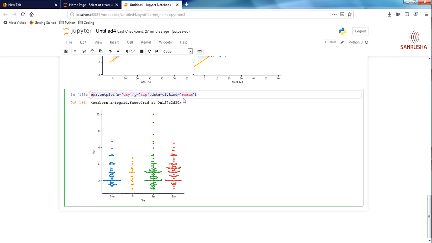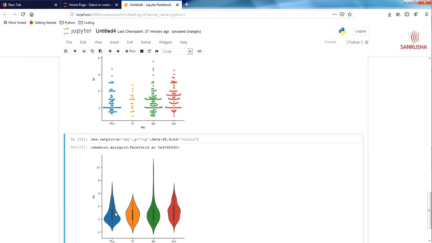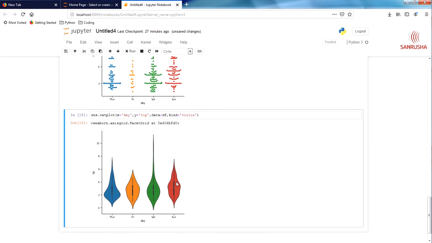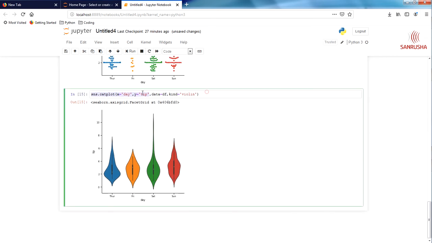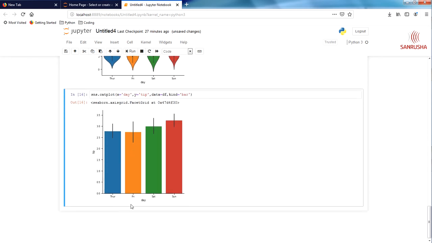As I said, in the catplot, this kind here plays a very important role. I can change the kind to violin, for example, here, and it will look different over here. So same kind of information, but it's a different shape. But likewise, I can change this to bar and it will show a different bar kind of chart.